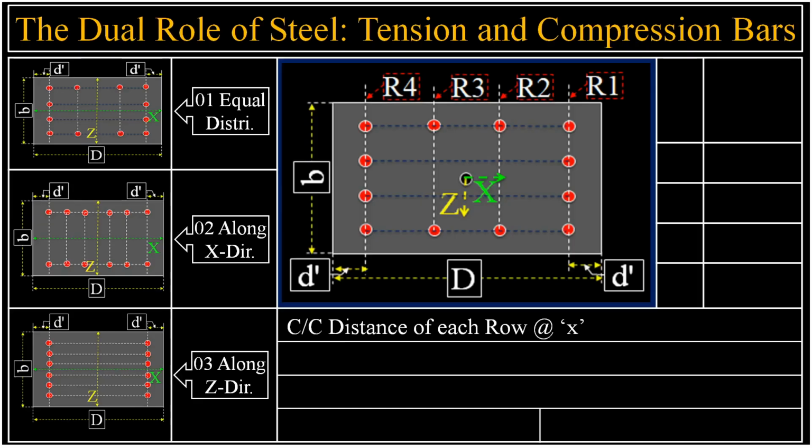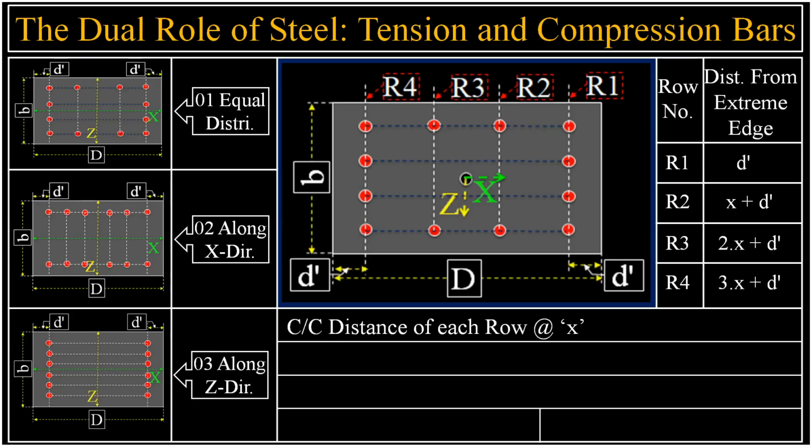This division is critical because the distance of the bar from the compressed edge directly determines its strain and, consequently, its stress. Now we have to calculate the distance of each row from the right-hand side column edge, near to the row R1. The table on the right summarizes these distances. R1 is at D', R2 is at x plus D', and so on.